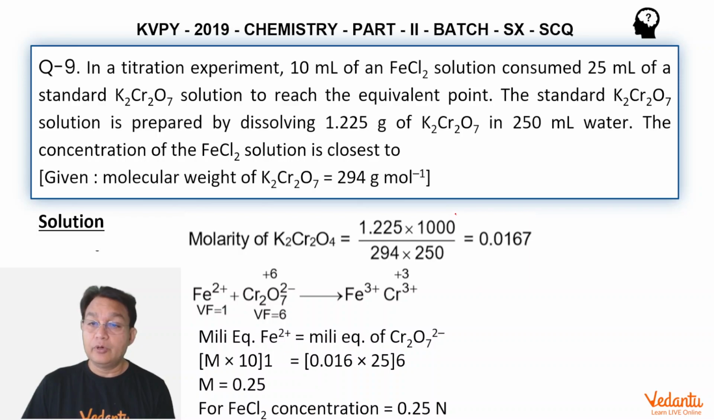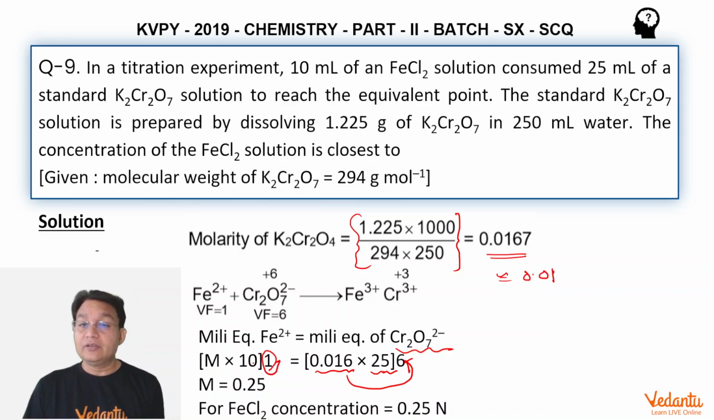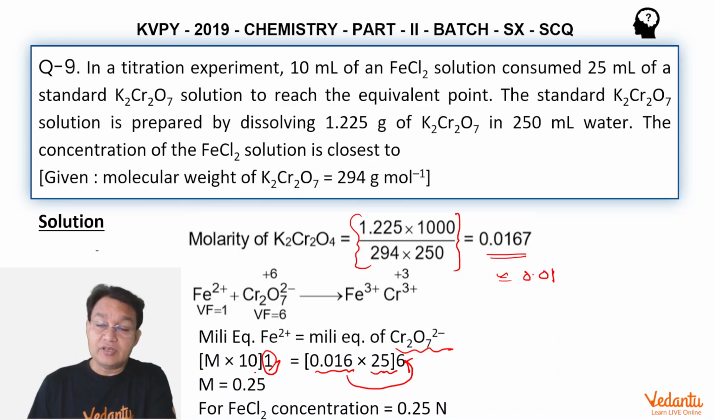This quantity 1.225 upon 294 into 1000 upon 250 is equal to 0.0167, which is very close to 0.01. And if you multiply it by 6, it will be normality, and you are multiplying it by 25. So that is the milliequivalents of Cr2O7 2 negative, which must be equal to milliequivalents of Fe2 plus. This is the n factor of Fe2 plus. So I hope that you understand this solution. Very simple question of redox titration, straightforward question of redox titration.